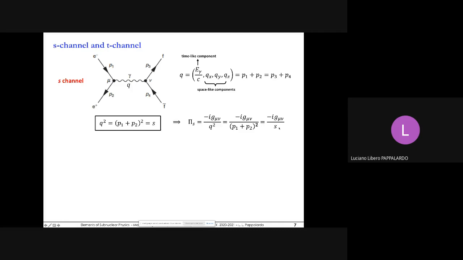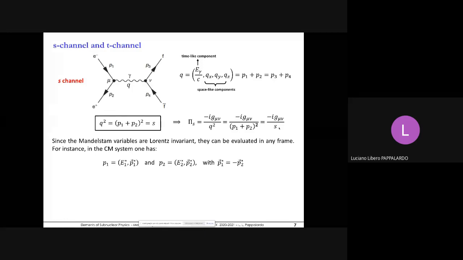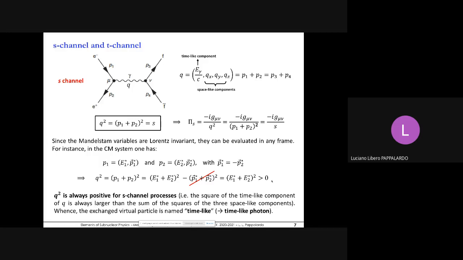Now, since the Mandelstam variables are Lorentz invariant by definition, by construction, they can be evaluated in any frame. So, for instance, in the center of mass frame, where you have the p1 and p2 3-momenta, which must be opposite, it turns out that this term here goes to 0 when you evaluate q², and so you just have the square of the energy, which is always positive. So, to summarize, we can say that q² is always positive for s-channel processes, like this one here.